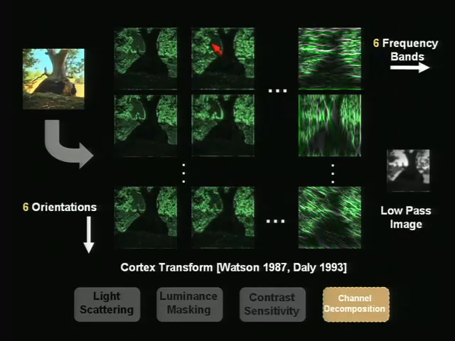Finally, it is widely accepted that the image information registered by the retina is transmitted through a set of visual channels, each of which carries different spatial and temporal frequencies, colors, or orientations. The cortex transform is just one of the models that models the frequency and orientation selectivity of the neurons in the visual cortex. As a result, the image is decomposed into 6 frequency bands, each of which has 6 orientations, except the lowest frequency band that has no orientations.